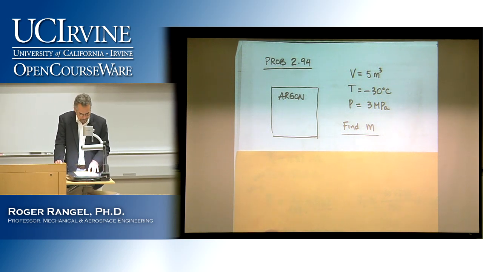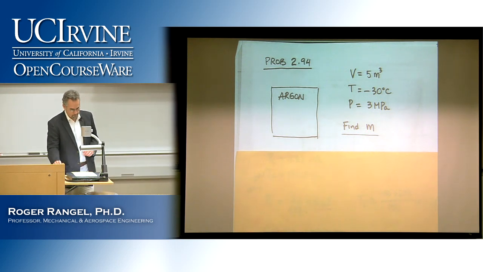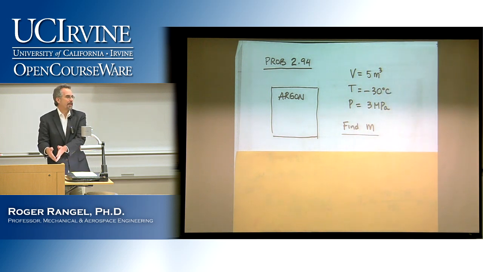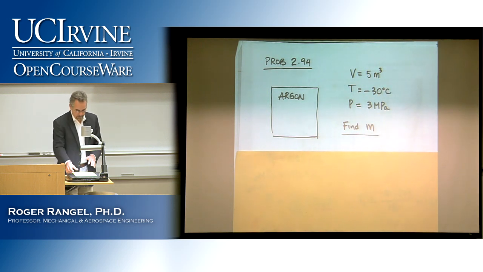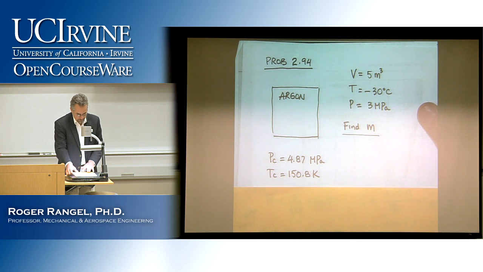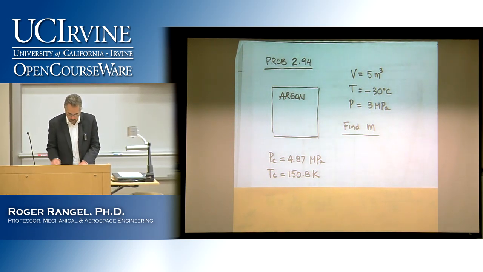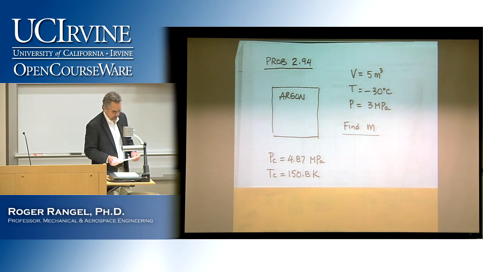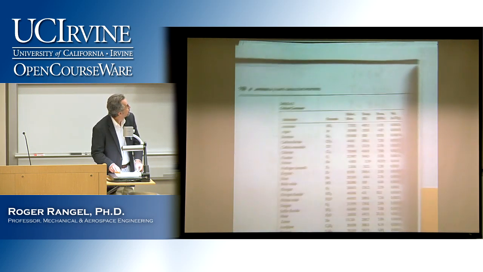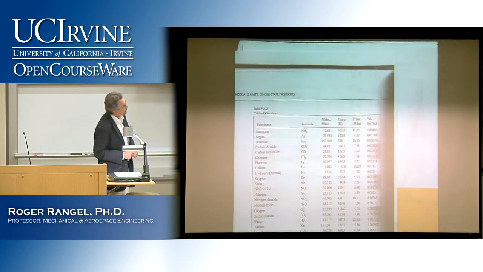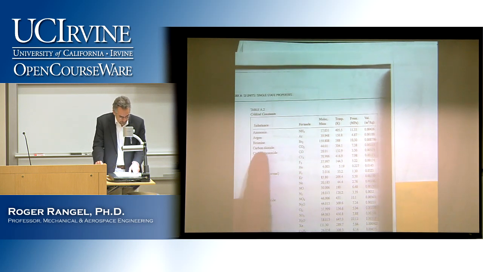So what do I do? Obviously, it's an application of what we just learned. So what I'm going to do, first of all, is go to that table of critical constants and look for argon. So it's the second entry, second line, argon.